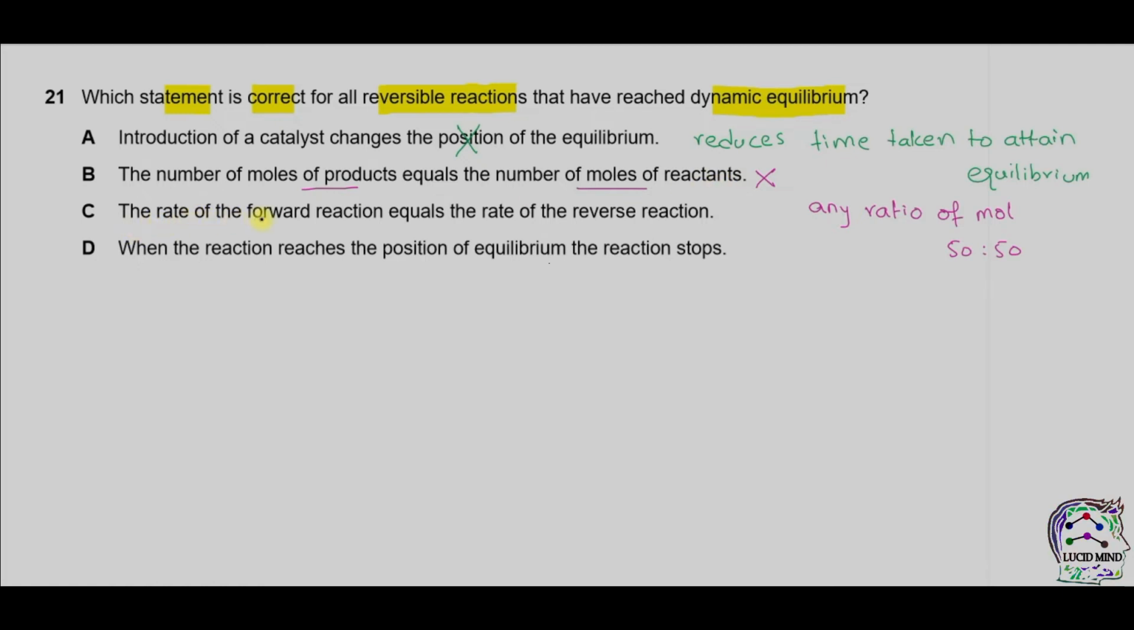Part C. The rate of forward reaction equals the rate of reverse reaction. This is true statement. As the rate in both forward and backward reaction become equal, the equilibrium is called dynamic equilibrium. Part D. When the reaction reaches the position of equilibrium, the reaction stops. This is incorrect because the equilibrium is dynamic in nature, which means that it is continuously moving in forward direction as well as backward direction. So correct option is part C.